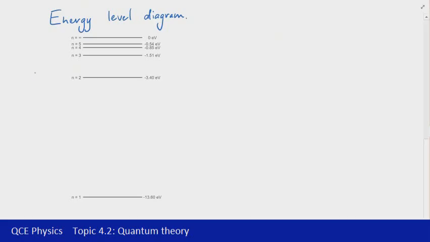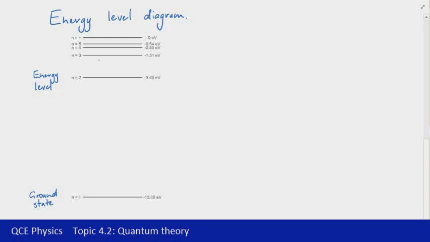On the left-hand side, we have the energy level, and the energy level is the same as the orbit. So n equals 1 is the ground state. So if you ever see that term, the ground state, that means that n is equal to 1. We then have n is equal to 2, 3, 4, and 5, and you'll notice that those energy levels get closer together the higher we go.